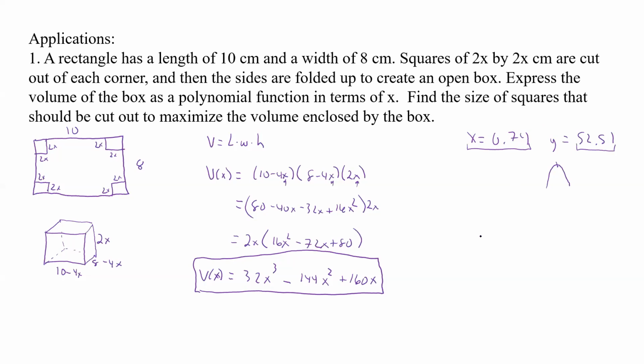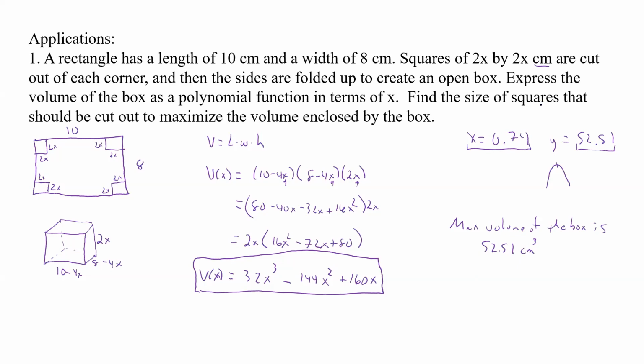So what we need to do is say that the max volume of the box is 52.51, and here we have centimeters, so it's going to be centimeters cubed because it's a volume, so it's cubic. And then what we need to do now is, what they asked is what size of squares should be cut out.